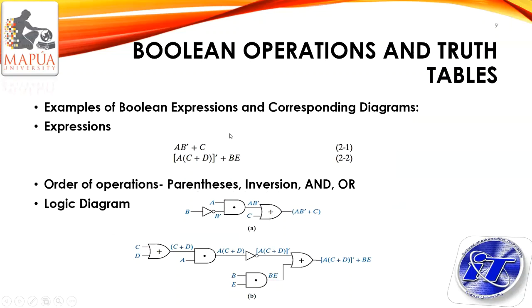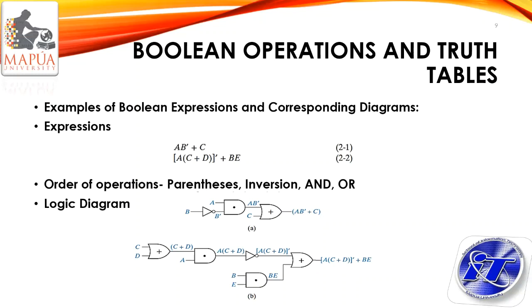So for example, we have A B-not plus C. The logic diagram of A B-not is basically A ANDed with B, but B is negated. So before we input B to AND, it should be negated first by a NOT operator. And then it is ORed with C. So A ANDed to B-not, OR to C.